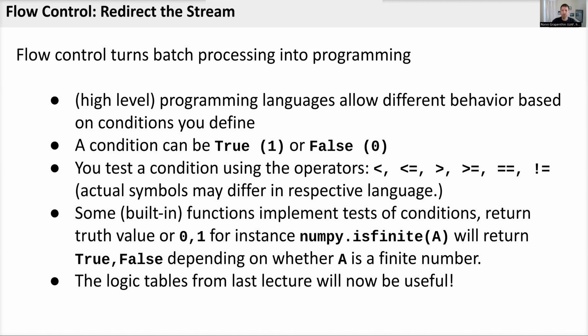High-level programming languages allow different behavior based on conditions you define. Conditions can either be true or false. There's nothing in between, right? We want certainty in what we're doing here. You want to be sure to say, I either want to go that route or that route. No, maybe is not allowed.